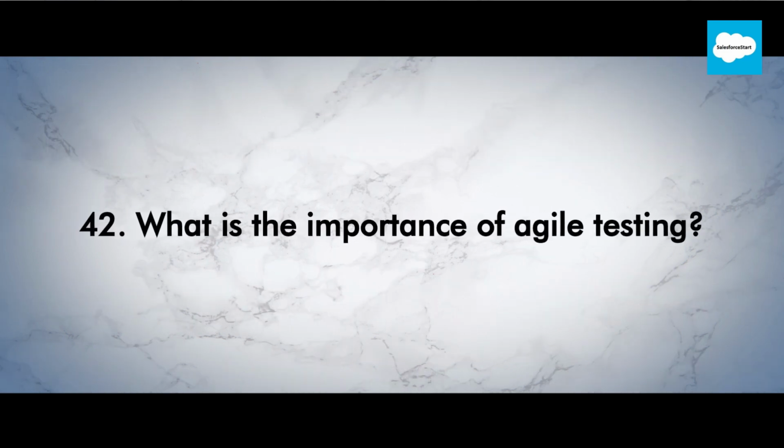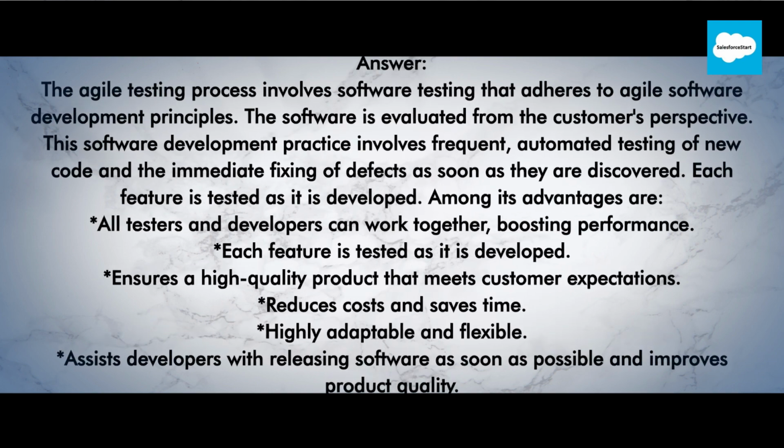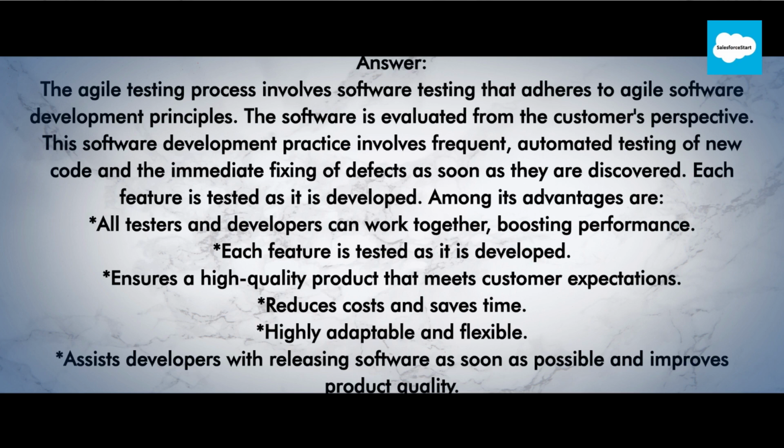42. What is the importance of Agile testing? Answer. The Agile testing process involves software testing that adheres to Agile software development principles. The software is evaluated from the customer's perspective. This software development practice involves frequent, automated testing of new code and the immediate fixing of defects as soon as they are discovered. Each feature is tested as it is developed.